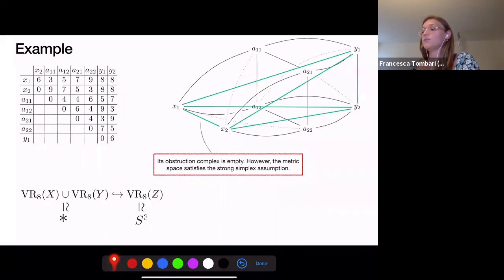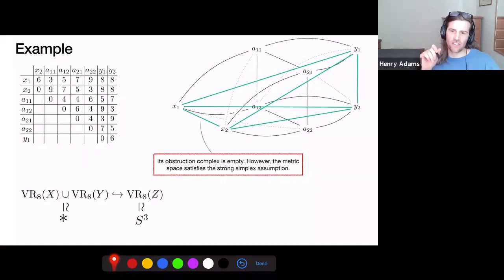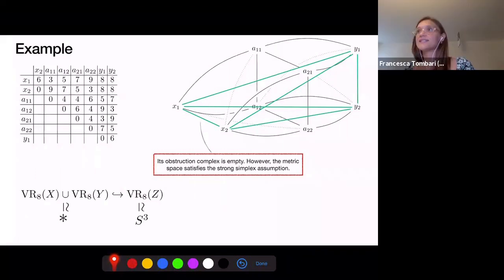And this is reflected by the actual homotopy type of the decomposition and of the total space. The decomposition is in fact contractible, and the Vietoris-Rips of Z instead has the homotopy type of the three-sphere. So in particular, this three-sphere, is it cross-polytopal because you have all edges besides those four dotted? Precisely. That's one way in which it can be seen.